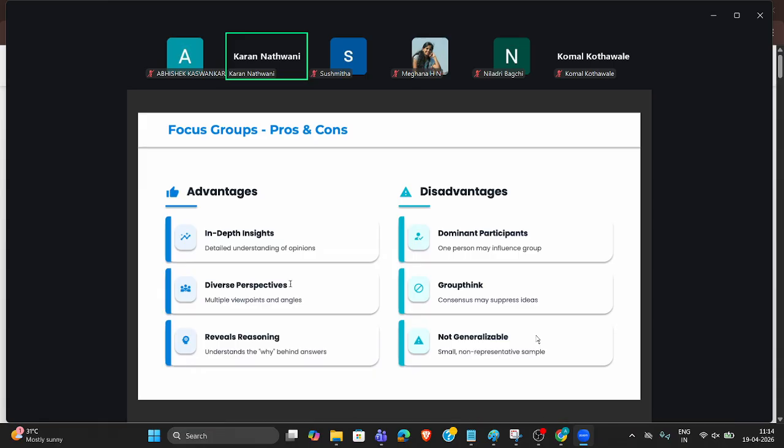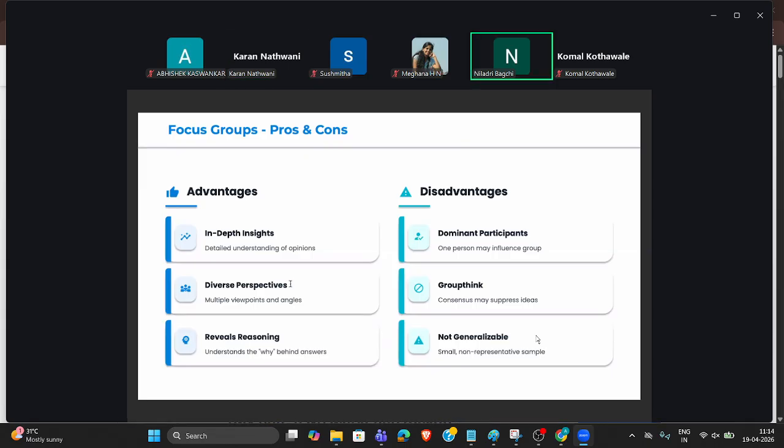Then come the disadvantages: the dominant participant, which you always say. Niladri, you have this point. There is a dominant participant who always tries to lead the group, who always tries to say, no, listen to me only. And he may influence others. That could happen. But then again, how many percentage? He may have a 10% weightage. There are very few such people.